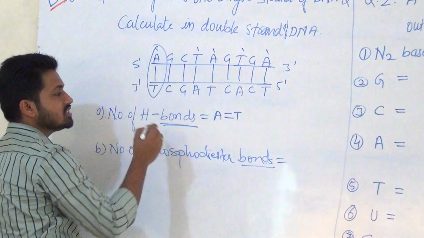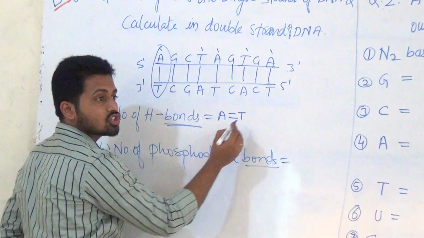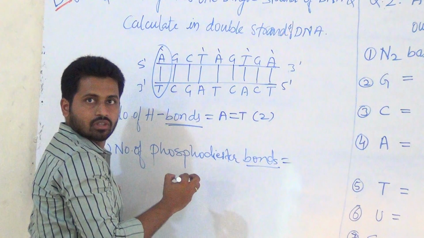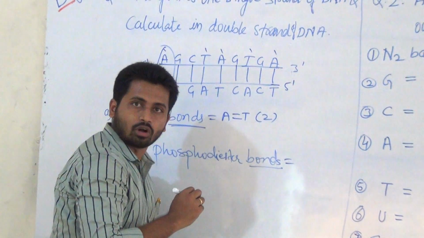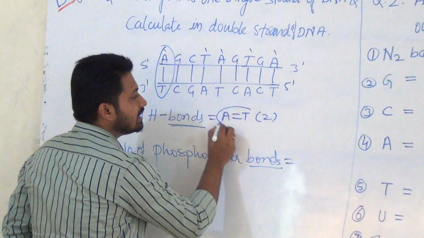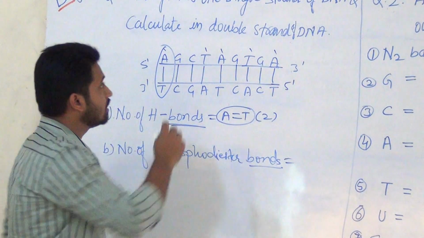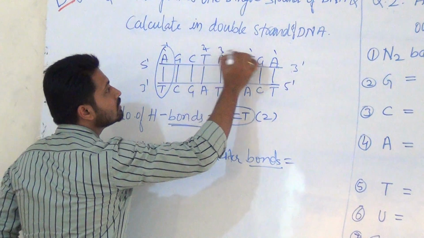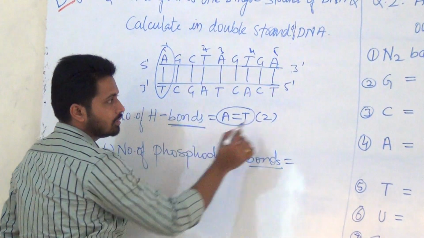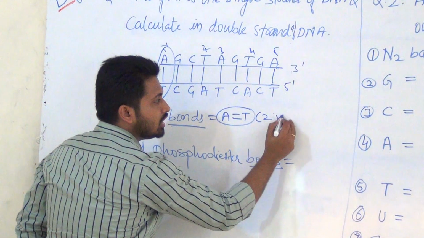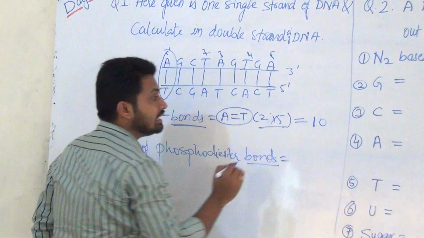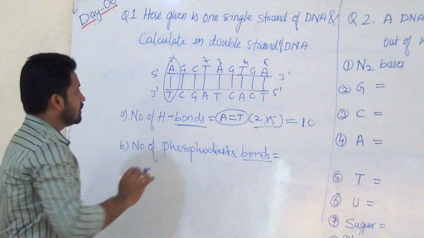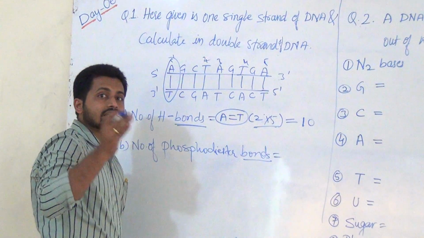This one, that is adenine pairing with thymine with how many hydrogen bonds? 2. Of course, adenine pairing with thymine is with 2 hydrogen bonds. It means how many adenine and thymine base pairs are there? That is 1, 2, 3, 4, 5. It means here 2 into 5. It will give how many hydrogen bonds? 10 hydrogen bonds first. And what about guanine and cytosine?